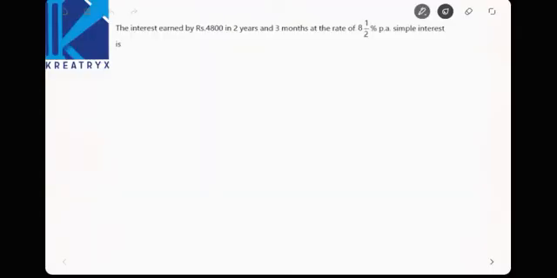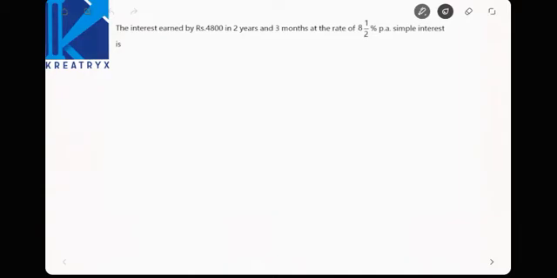Hi friends, let us do some questions related to simple interest and compound interest. Everybody knows the simple interest formulas and compound interest formulas, but we will do it in an innovative manner.